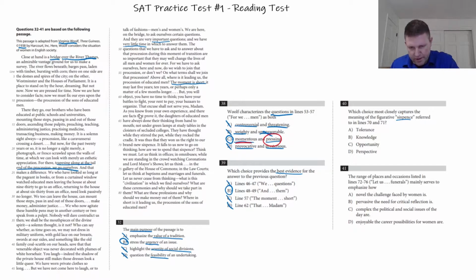So, as you know from your own experience, and there are facts to prove it, the daughters of educated men have always done their thinking from hand to mouth, not under green lamps at study tables in the cloisters of secluded colleges. So, in other words, they've had to think on their own and keep their thoughts to themselves, as opposed to doing it at a university, right? They didn't have the right to be educated in the same way men were. So they have thought while they stirred the pot, while they rocked the cradle. It was thus that they won us the right to our brand new sixpence. The sixpence, a pence is a currency, okay?